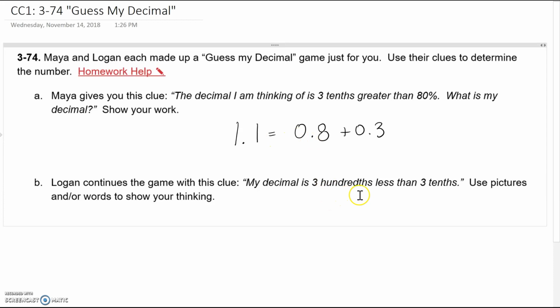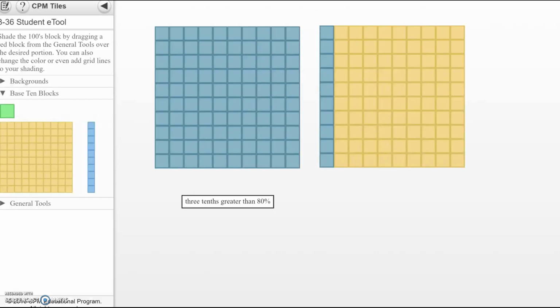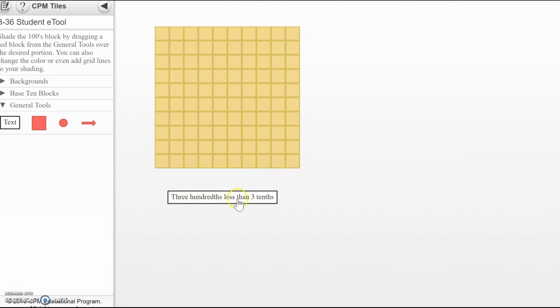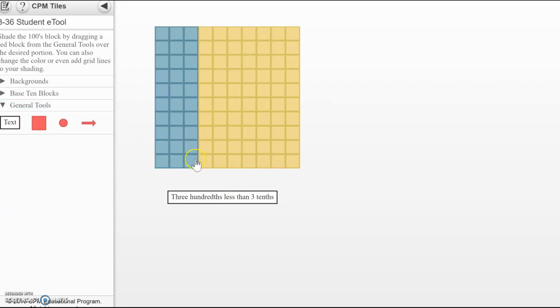My decimal is 3/100ths less than 3/10. So my decimal is 3/100ths less than 3/10. So let's go back here. So 3/100ths less than 3/10. So I actually need to start with the tenths. So I need to start with the 3/10. And we're taking 3/100ths less than that. So we need to subtract. So what I'm going to do is take this and we're going to need to subtract 3/100ths.